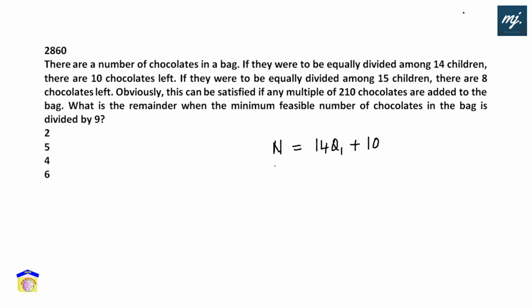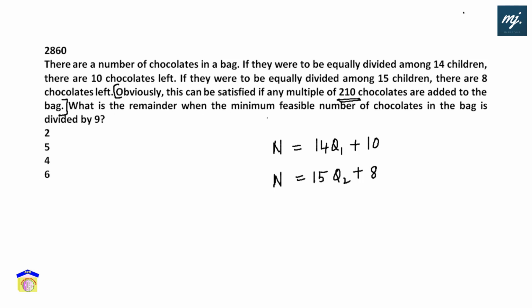If they were to be equally divided among 15 children, the same number, there are 8 chocolates left. Now that means n is again equal to 15 q2 plus 8. q1 may be equal to q2. It depends. Obviously, this can be satisfied by any multiple of 210, because 14 into 15 is 210, thus the statement is given, are added to the bag. If not given also, then it also hardly matters.